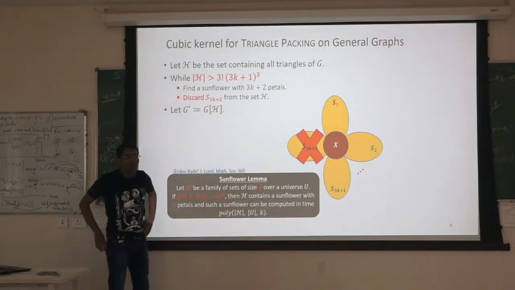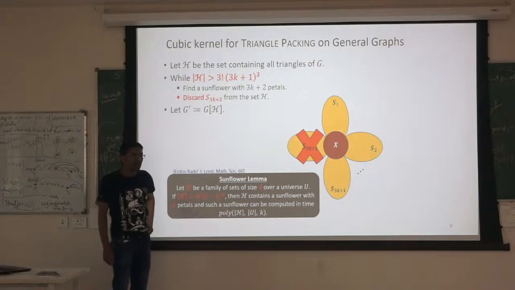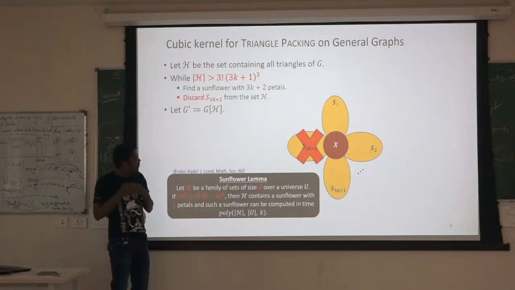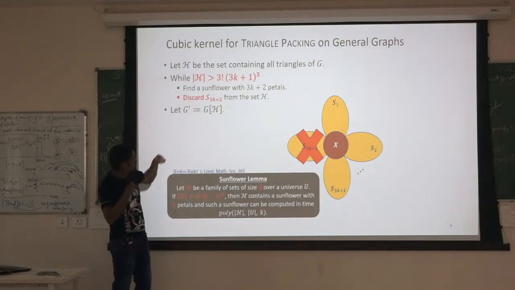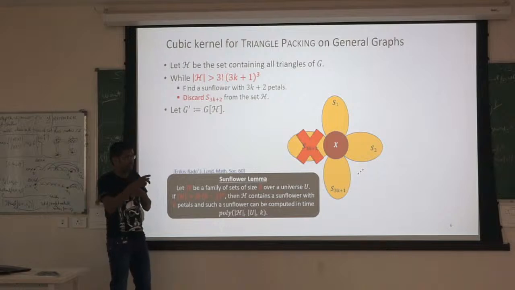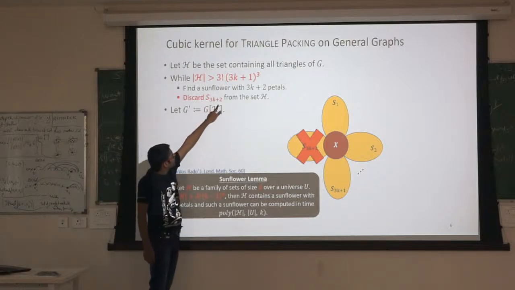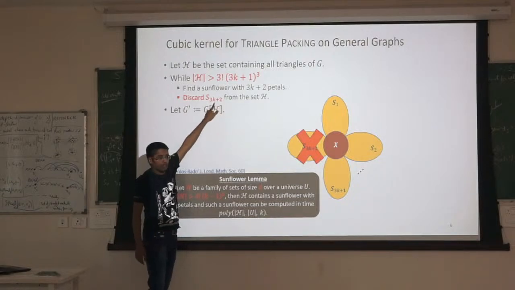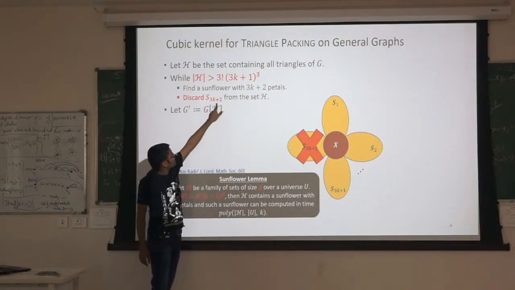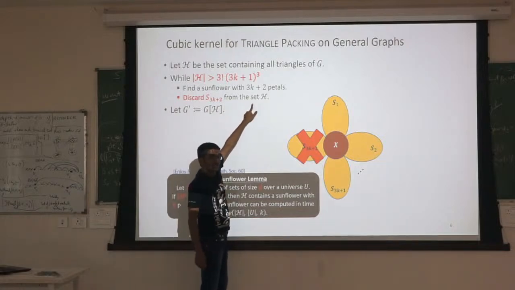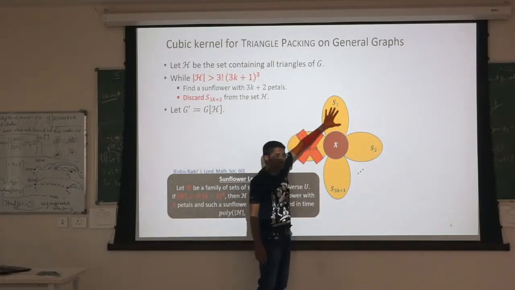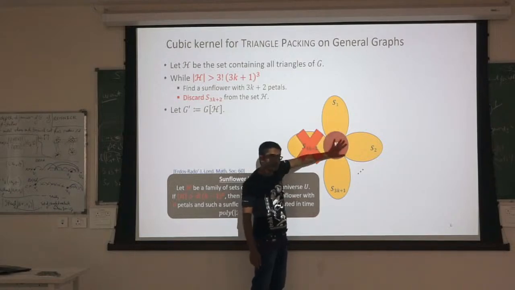So can we assume that the core is empty, because we want the packing problem, any two triangles don't share a vertex? So are we assuming that when we apply the sunflower lemma here, X is an empty set? It need not be. Note that we are not removing the core. What we are removing, there is an important distinction here. That's a good question actually. We are not removing the vertices from the graph. We are just removing this triangle from the set H. So if there is another triangle which contains the core, we still keep this core.